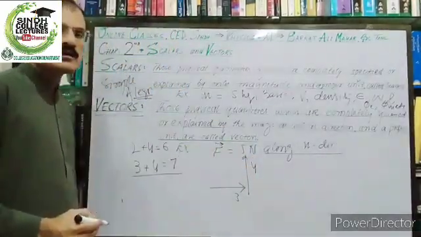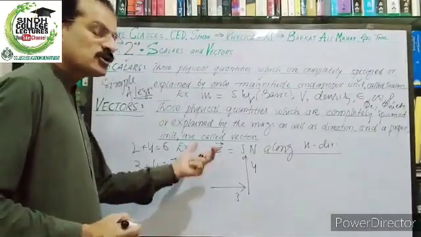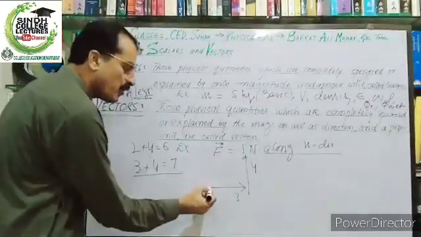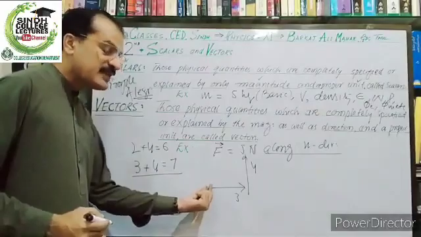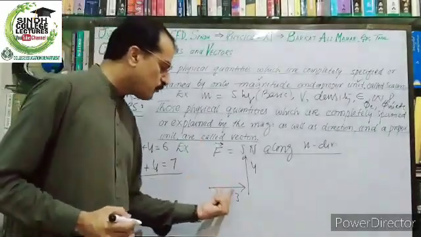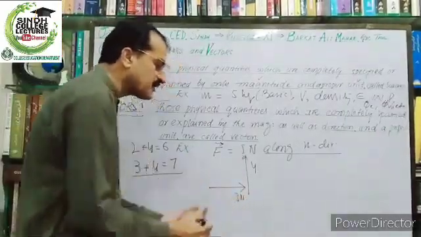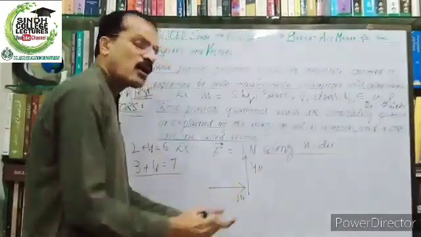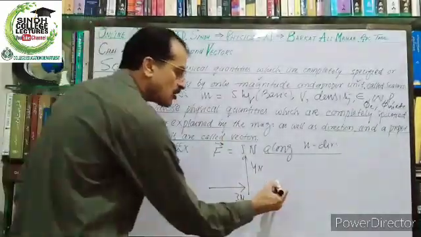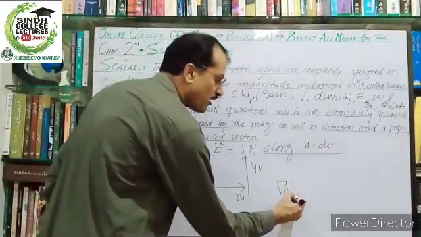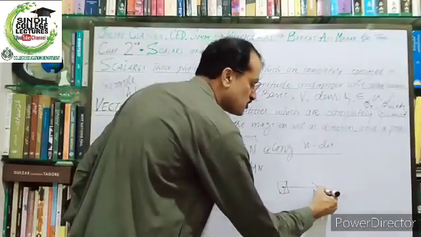Yes, in scalars it's simple, but in vectors, 3 Newton force is there, 4 Newton force is there along the vertical direction. What will be the total force acting on a body? Suppose a body is being subjected to a force of 3 Newton along the x-axis and 4 Newton along the y-axis, then how much force is acting on this body and in which direction?